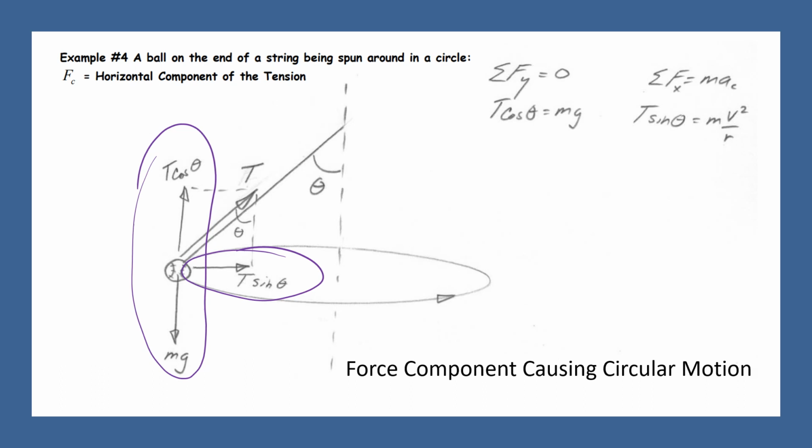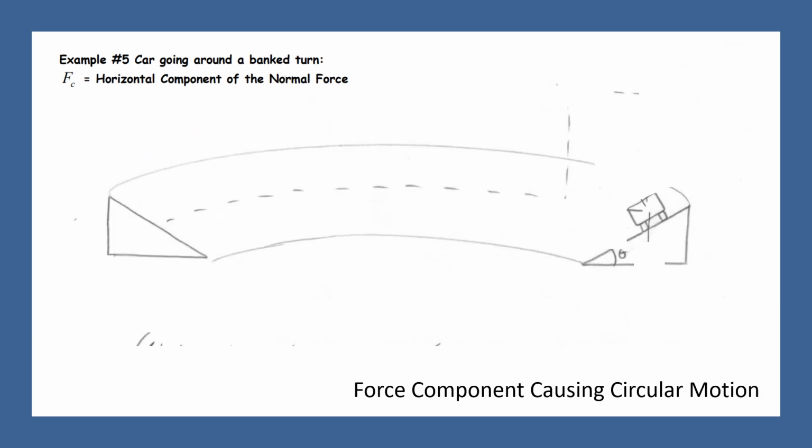Then I could use systems of equations if I don't have tension. I can solve tension for one and then plug tension into the other, and I can find theta, or I could find velocity or radius. That's a very common thing that happens: we have to solve one for tension and plug the other one in.